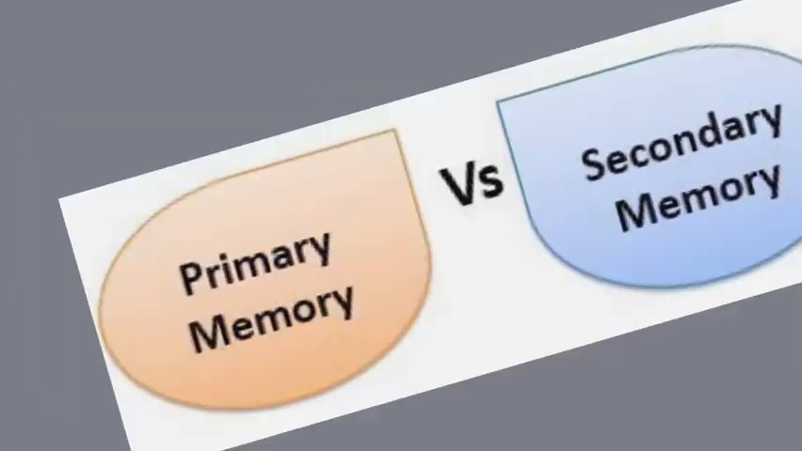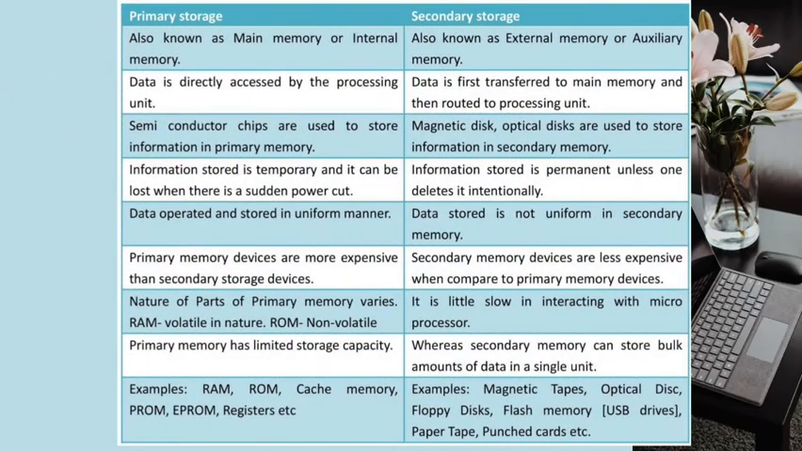You have the primary and the secondary memory. What are the differences between the primary and the secondary memory? Quickly, the primary memory is semiconductor, while secondary memory is magnetic in nature. A primary memory is known as the main memory, and a secondary memory is known as the external memory or auxiliary memory. Primary memory is volatile in nature. Secondary memory is non-volatile in nature.